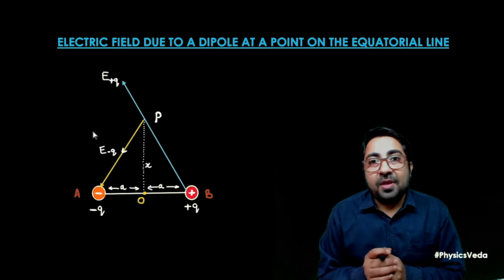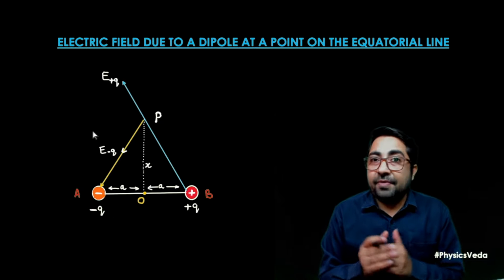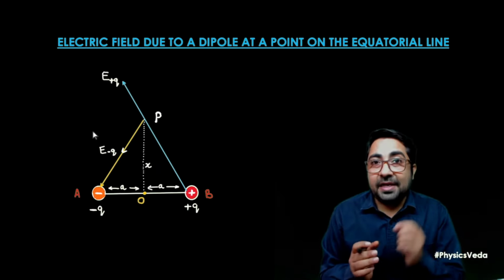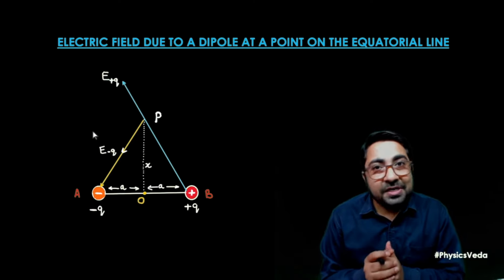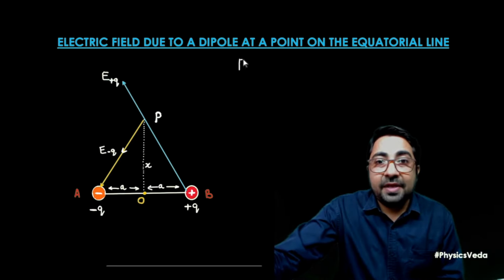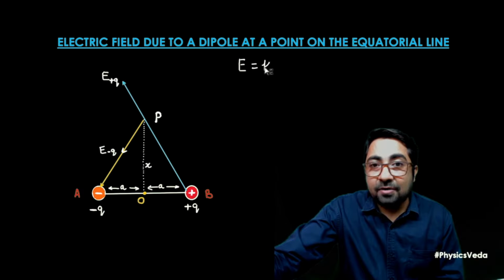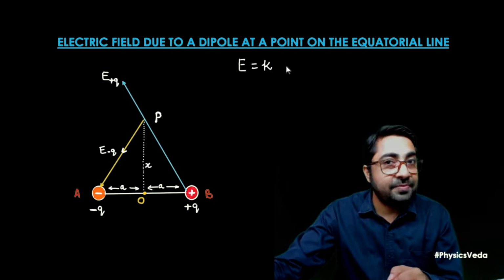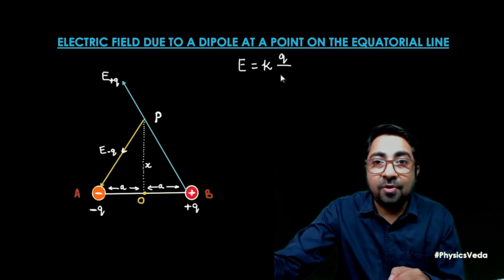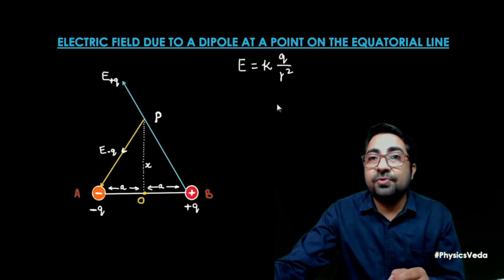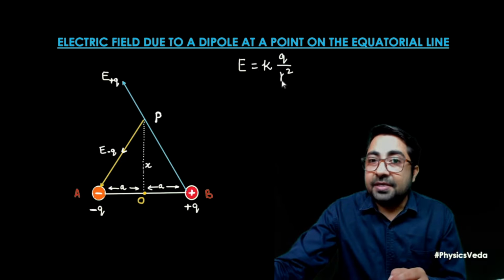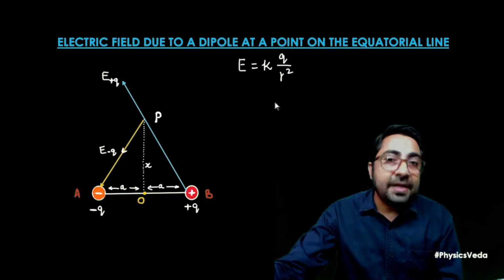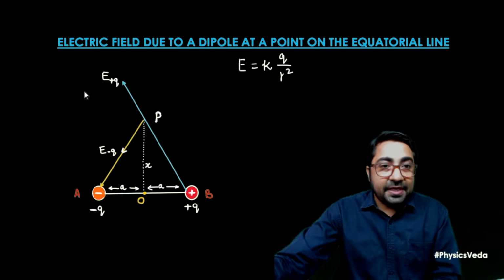One more thing, for calculation of electric field intensity we have only one formula, that is the electric field intensity due to a point charge. It is E equal to a constant, and that constant is the Coulomb constant, 1 upon 4 pi epsilon naught, times Q upon R square. This Q is the source charge and R is the distance of the point where we have to calculate the intensity. So just see the diagram here.